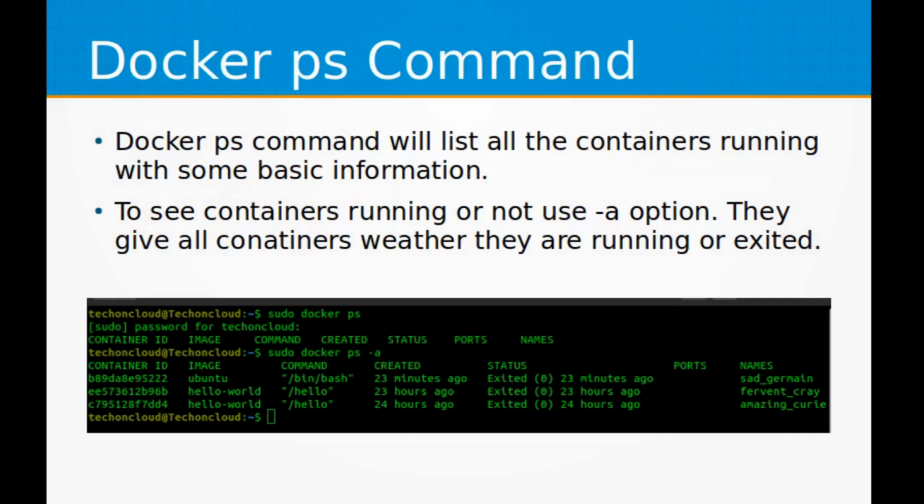Now again you can see on the screenshot I ran a sudo docker ps and it gave me the list of containers which are currently running. So in my system there was no container running, so there is nothing. But you can see when I run sudo docker ps, it gives me a container ID, image, command, created, status, ports and names. These are all basic information for the container.